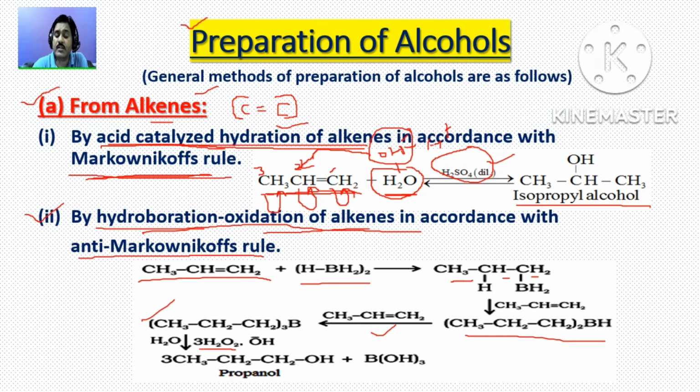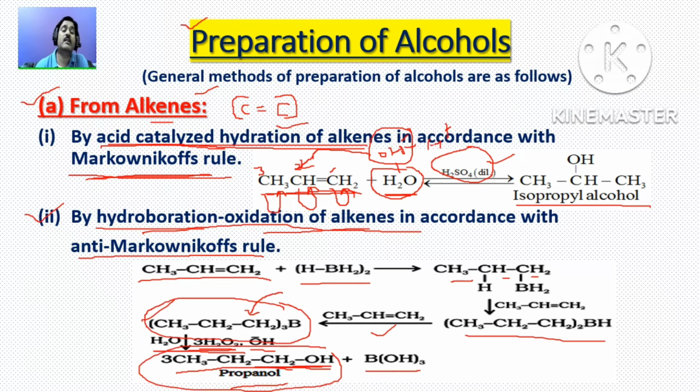Again, in the presence of water and hydrogen peroxide, in the presence of OH ions, it will finally convert into propanol, and boron hydroxide will be there. So in propanol, we can say the OH group is attached with that carbon atom which has more hydrogen atoms.